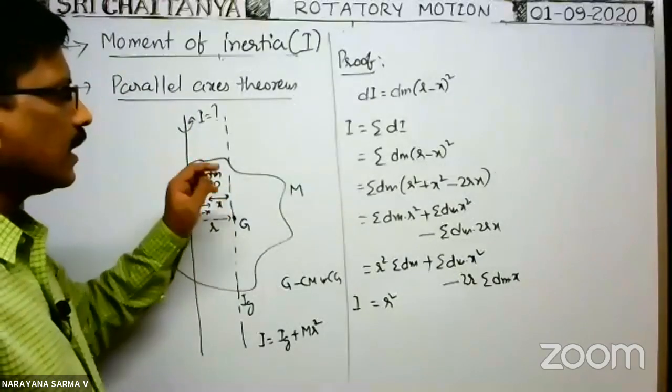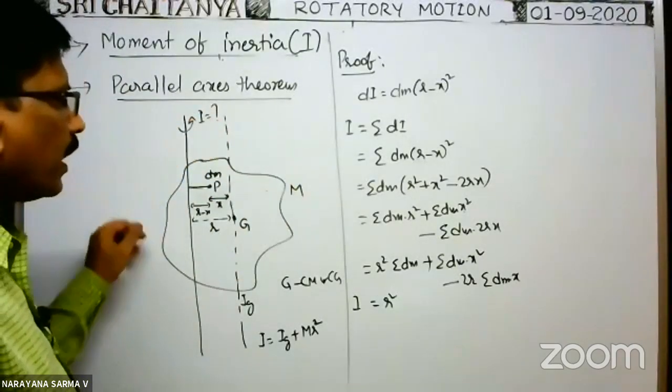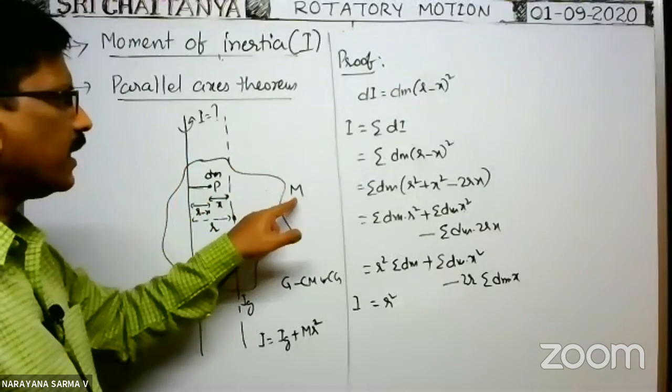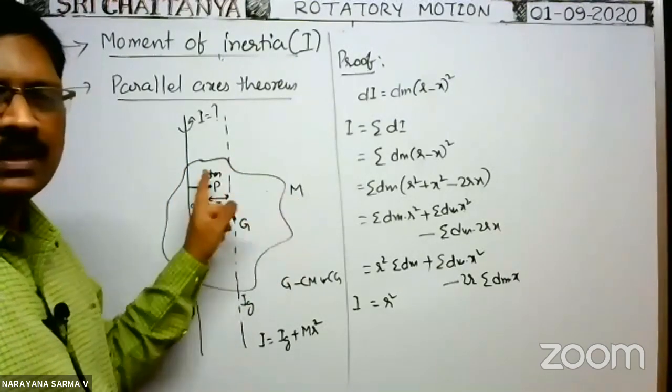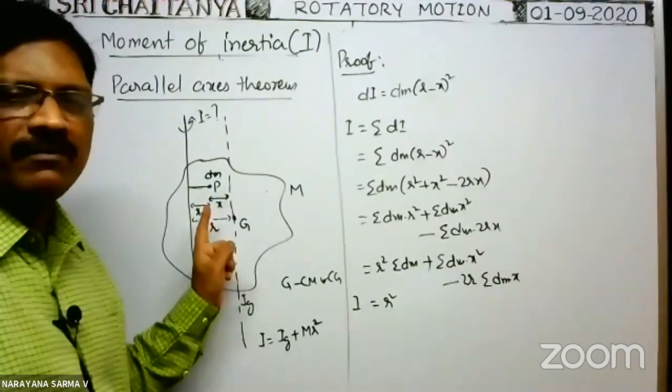Sigma dm means the sum of masses of all the particles in the rigid body. That gives the mass of the entire rigid body, no? Sigma dm means the mass of one particle, summed over all.